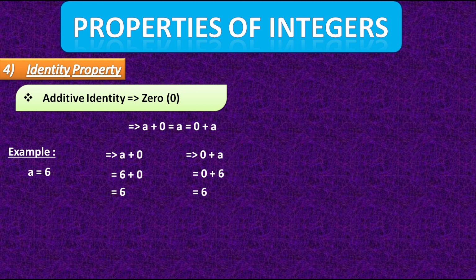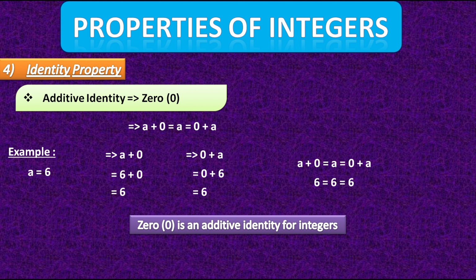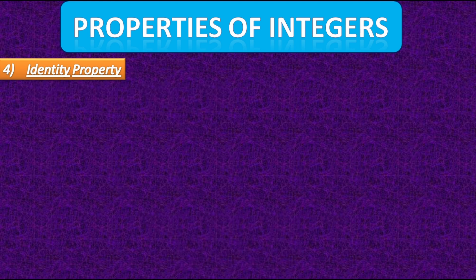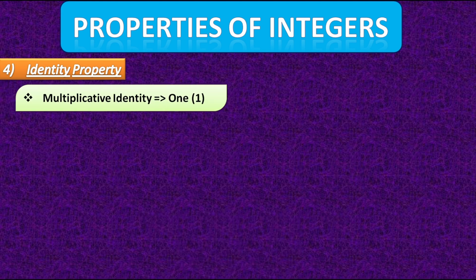Therefore we can say that 0 is an additive identity for integers. For any integer A, if we add with 0, we will get that integer only as the answer. Next identity is for multiplication, that is multiplicative identity, that is 1. Whenever you multiply any integer with 1, you will get the answer as that integer only. You can check it with the help of example.